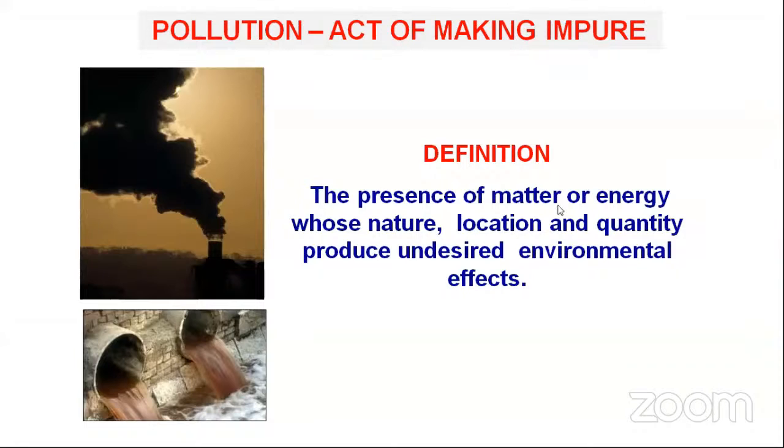How do we define pollution? Presence of matter or energy whose nature, location, or quantity produces undesired environmental effects. Undesired environmental effects means not only damage to the environment, which is so docile, so innocent, so nice, so sacred, but also, because of that bad environment engaging with human beings, you get diseases and a lot of health problems and other permanent damage. So it is important that environmental scientists should know pollution science, pollution chemistry, recognition, evaluation, and control of these pollutants.